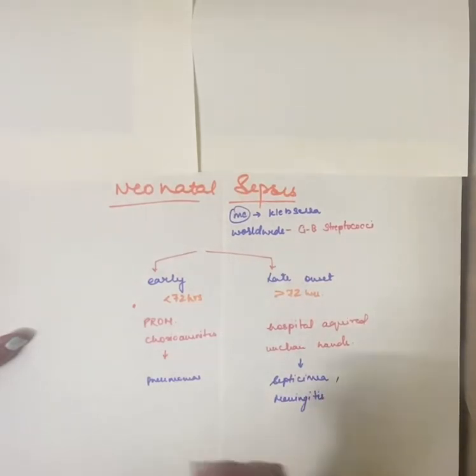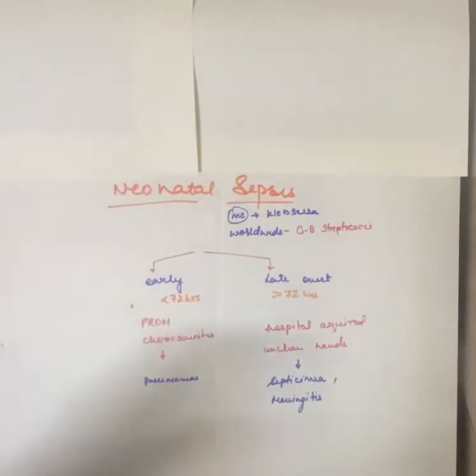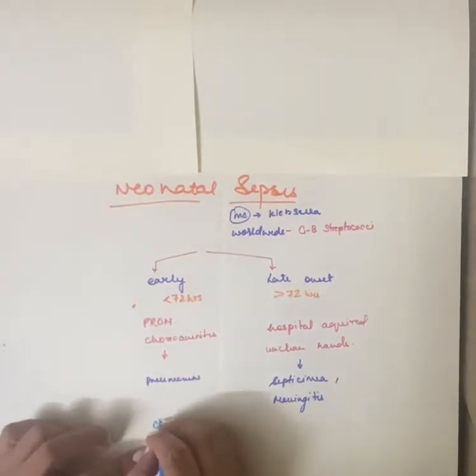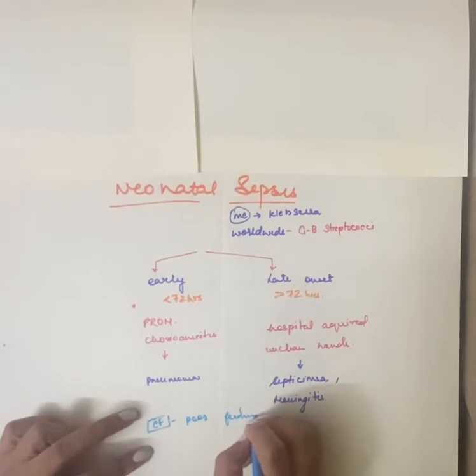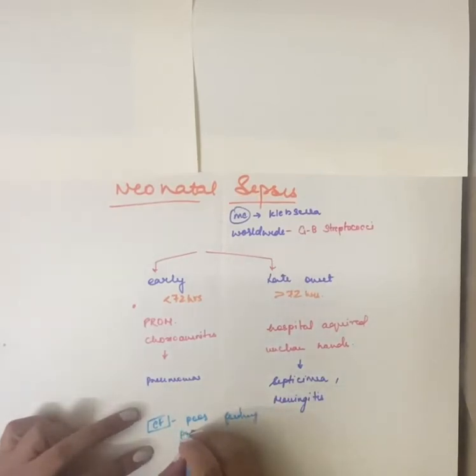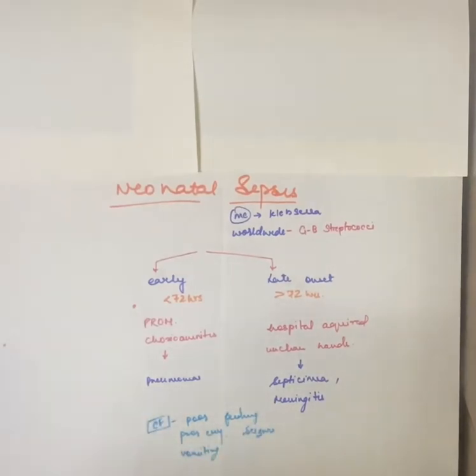So what are the clinical features in the neonate? Clinical features are very vague symptoms like poor feeding, poor cry, seizures very rarely. If there is meningitis, then there can be seizures, there can be vomiting, etc.